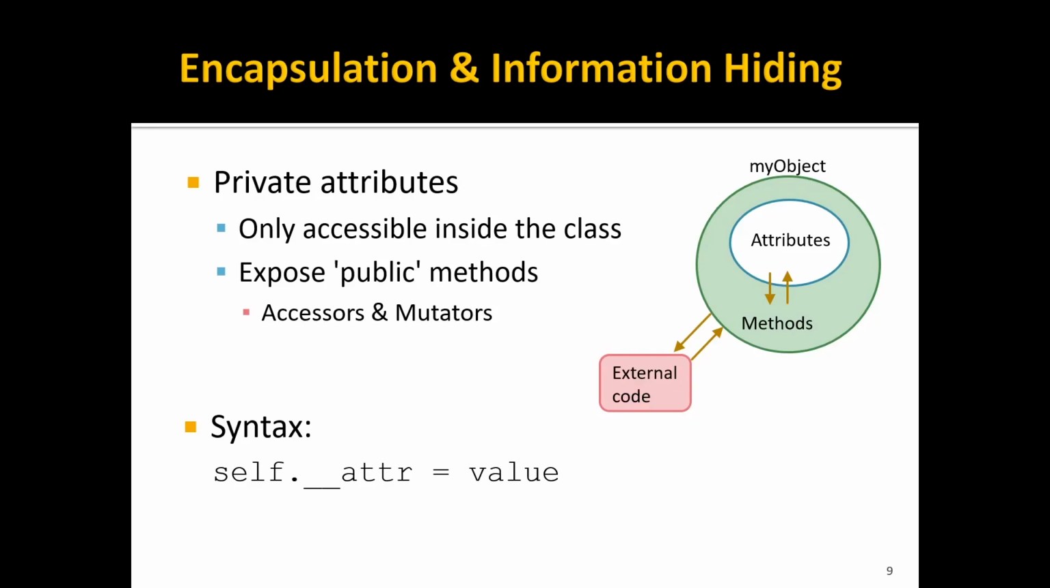In this video, we'll discuss the concepts of encapsulation and information hiding. So recall that encapsulation is the idea that objects can contain both state and behavior in one single entity. Information hiding, on the other hand, is a principle in object-oriented programming that says we should limit the access to the internal parts of an object from outside sources.